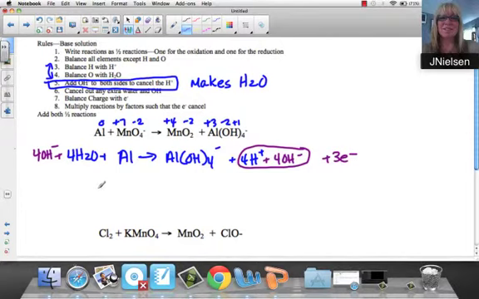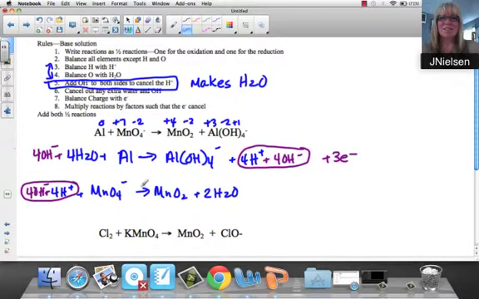Let's look at the other part of this. We've got MnO4 minus going to MnO2. My Mns are balanced. I have 4 oxygens, 2 oxygens. So I'm going to add 2H2O. So my oxygens are balanced, but now I have 4H+. So I'm going to add 4H+ over here, which means that I have to add 4OH minus. I'm going to circle them right away. They make water, plus 4OH minus.